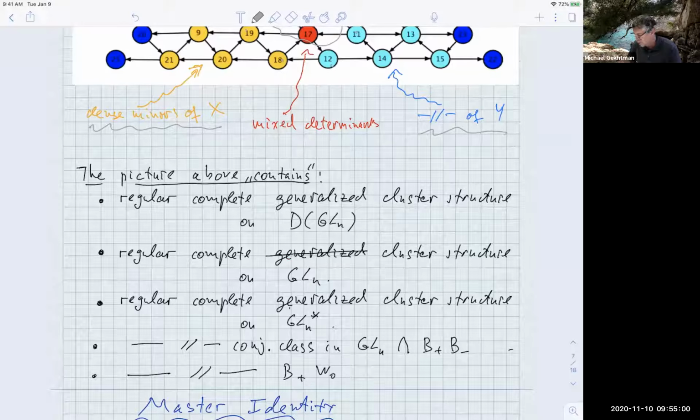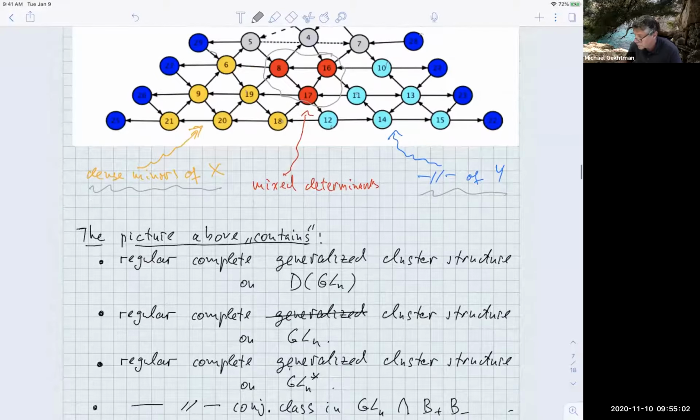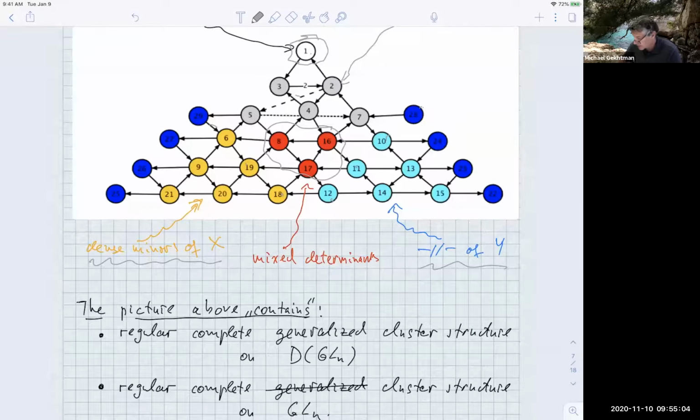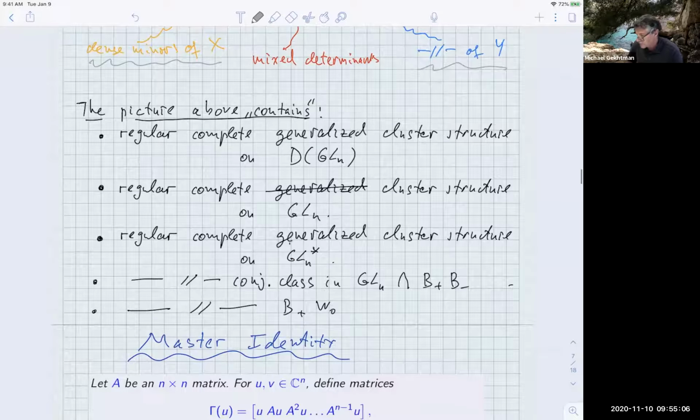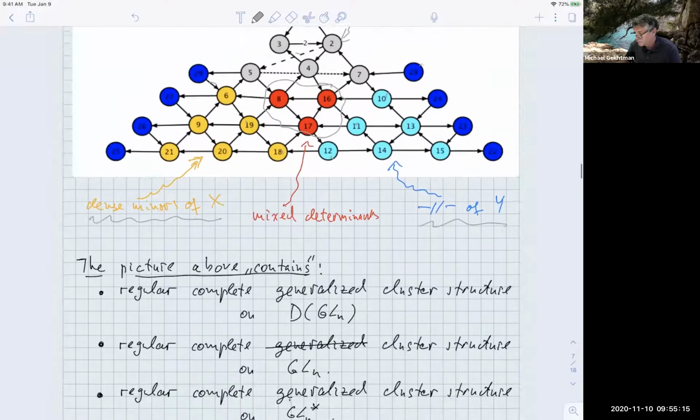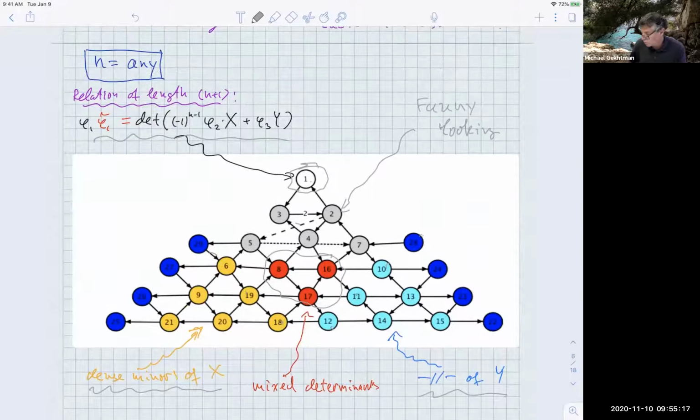And then you can restrict even further just to this upper triangle. And then this will be a generalized cluster structure on the smallest Bruhat cell B plus W0, right? So as you can see, in this case, there is only one generalized relation again. And so maybe we want to figure out the nature of such a relation.